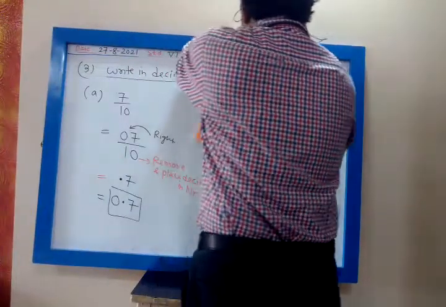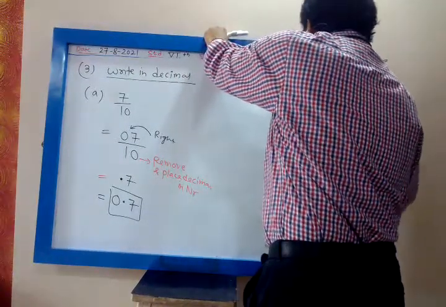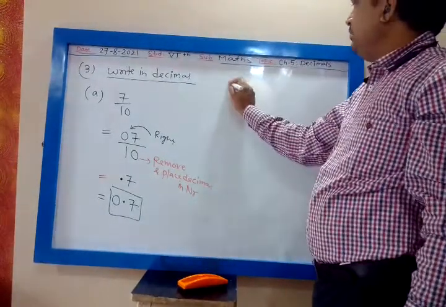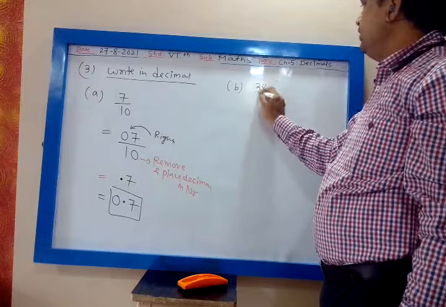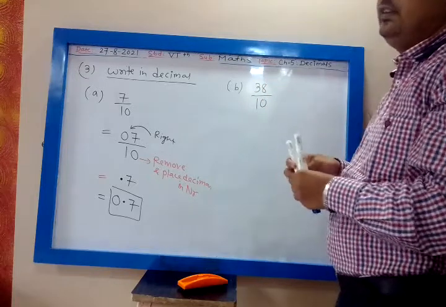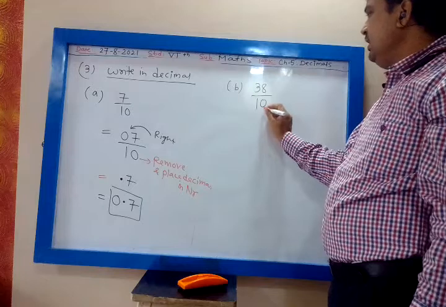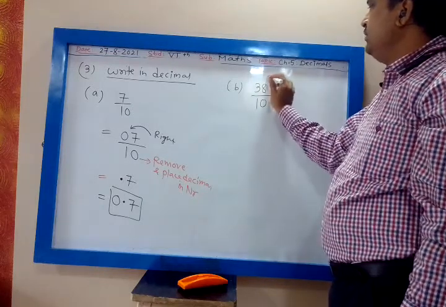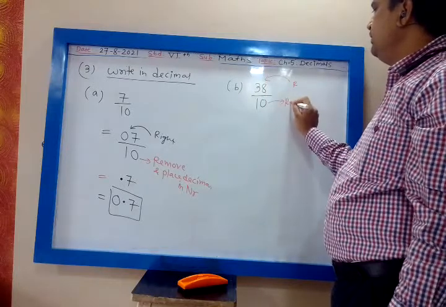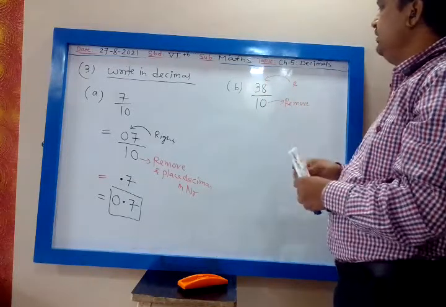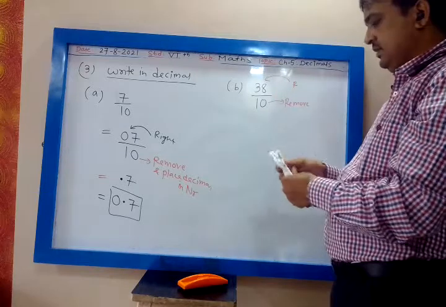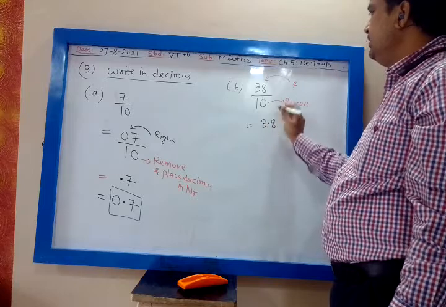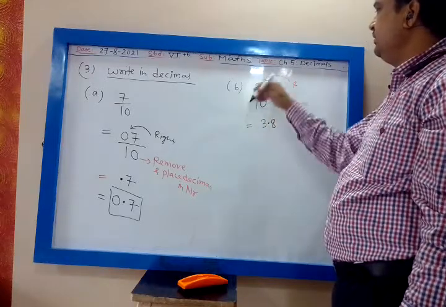Now next is 38 upon 10. Okay, let us see. 38 upon 10. See here. Now in denominator there are how many 0? 1 zero. So this I have to remove. So I have to place the decimal from right. So from right 1 zero, so after 1 digit. That will become 3.8. The decimal will come between 3 and 8 after 1 digit.